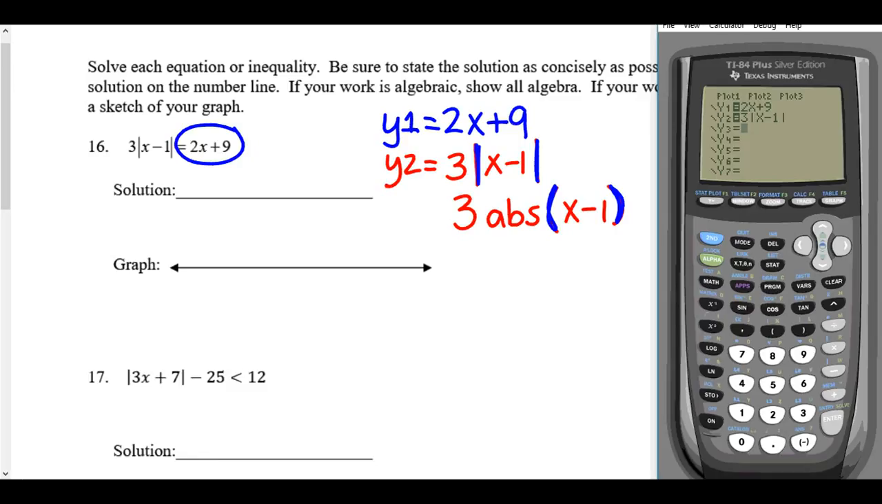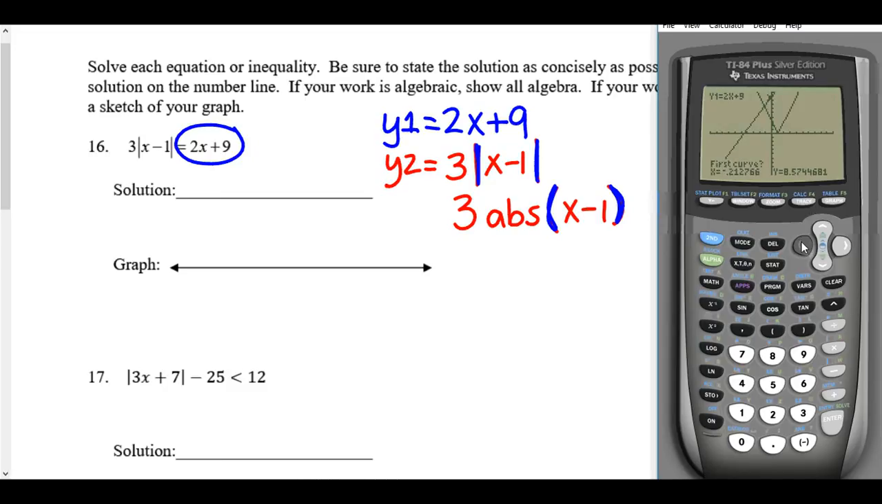Okay, so now I want to graph this. I'm going to go to a standard window, so I want to go to a zoom 6 for a zoom standard. And I know I should be getting a V and a line. I can tell that my V and my line cross once right now, and I can find that by going to second calc. The intersect is number 5.